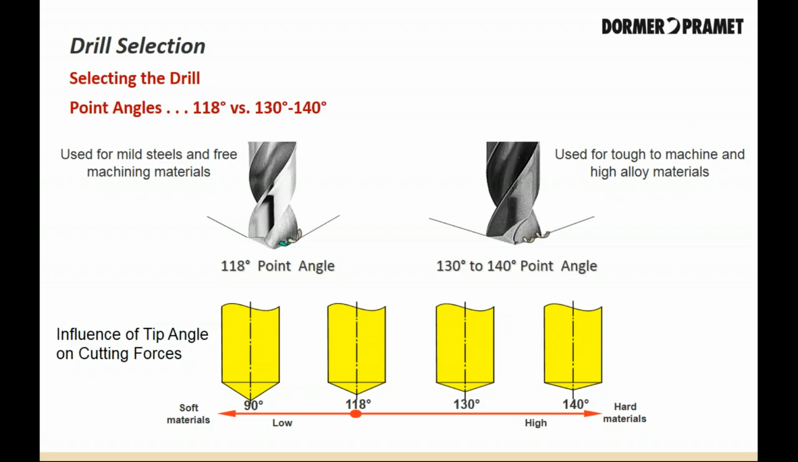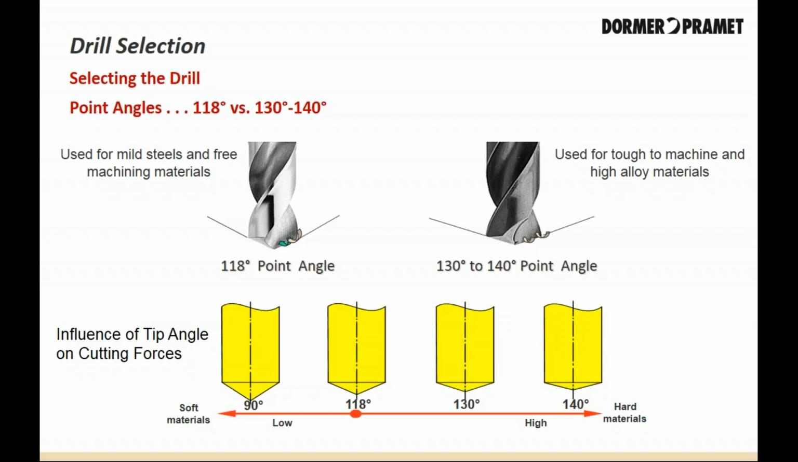Smaller included point angles, normally 118 degrees, used in mild steels and cast iron, distribute the cutting load over a longer length of the cutting lip, thus reducing the load. This reduced loading enables the cutting lips to better reduce wear. Plus, the smaller angle directs the flow of chips into the flute's gullet.